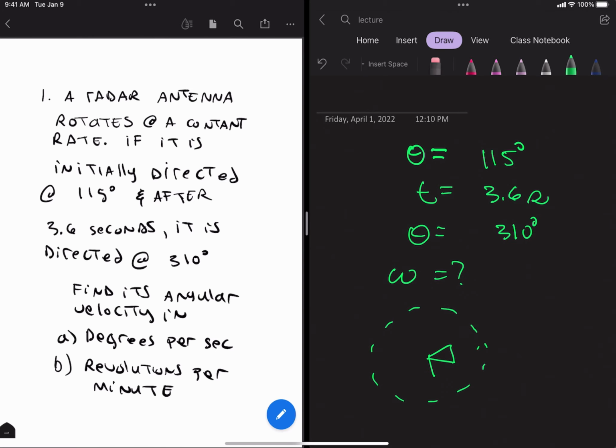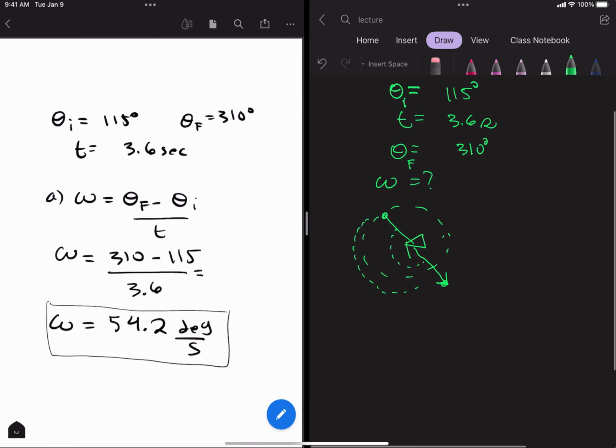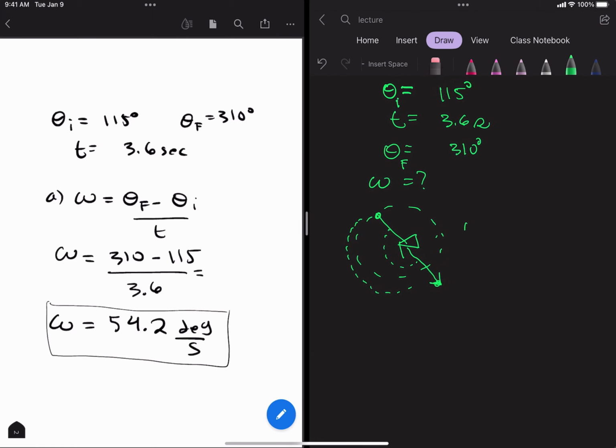If you just draw a picture for what's happening, the antenna is rotating around, and when you first see the antenna, it's around 115 degrees, and then when you see the antenna again, it has rotated so that it's around 310 degrees in this direction. So the 115 is going to be the initial angle, and the 310 is going to be the final angle, and t corresponds to the total time between those two angles. So the equation that we're going to use is angular velocity is equal to final angle minus initial angle divided by the time.